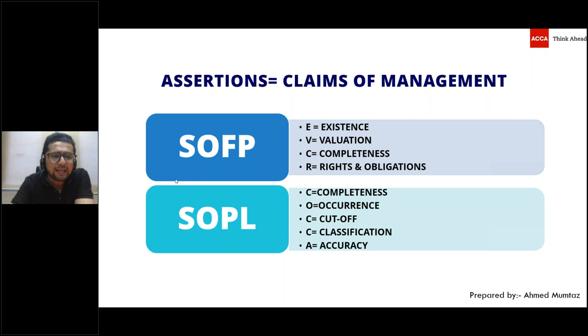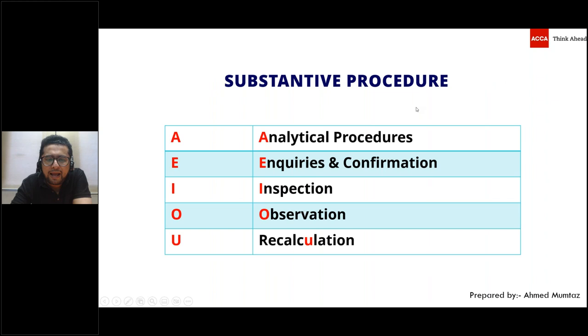AEIOU. And we need to verify two things, either the EVCR or the COCUM. Last thing before we move on to the past paper question, before we'll definitely have a break. Okay, the last thing is, we need to apply AEIOU. Why do we need to apply AEIOU?